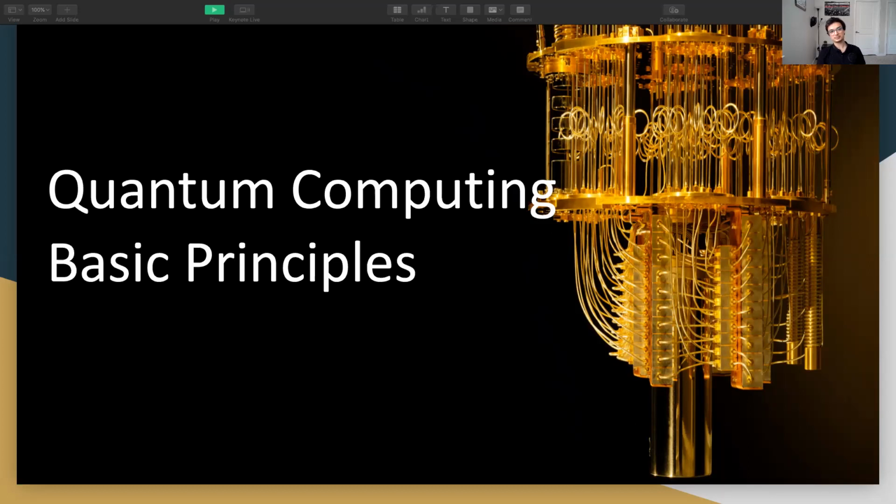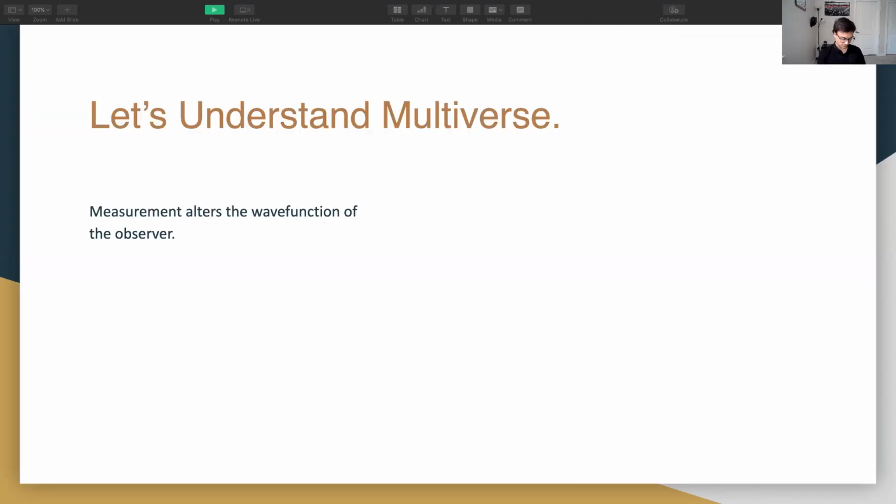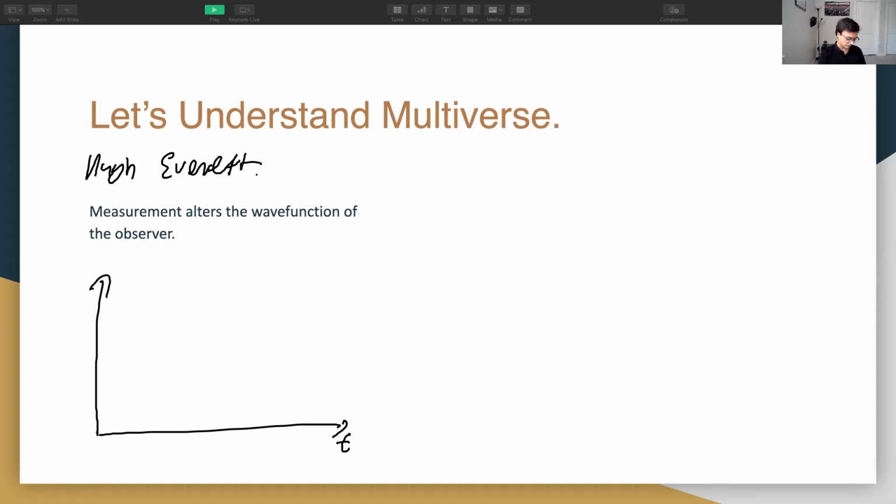So let's get started with the first one, which is the multiverse interpretation of quantum mechanics. This was given by the scientist Hugh Everett in his PhD thesis in 1957. What this principle says is, let's say I have time as one of my axes and three-dimensional space along the other axes, and I'll define a universe where I have a light source emitting photons.